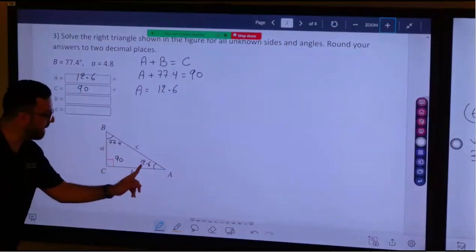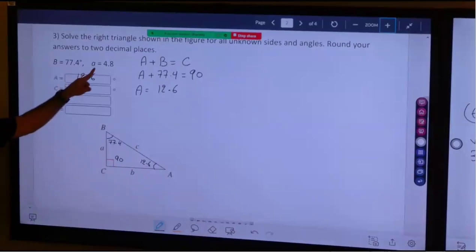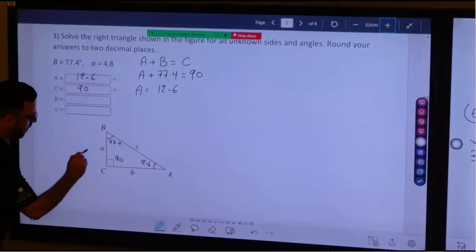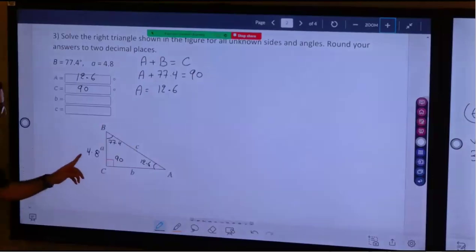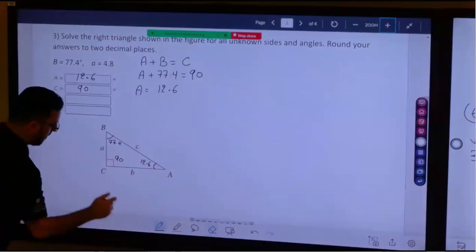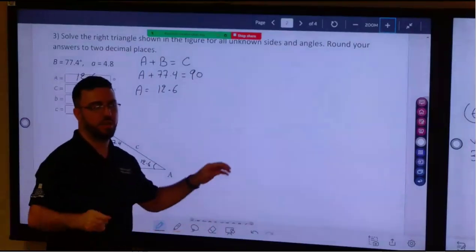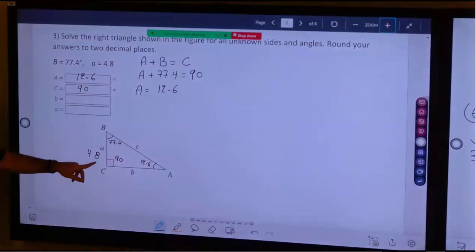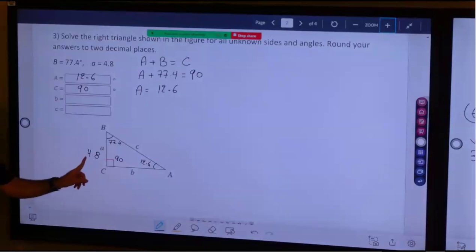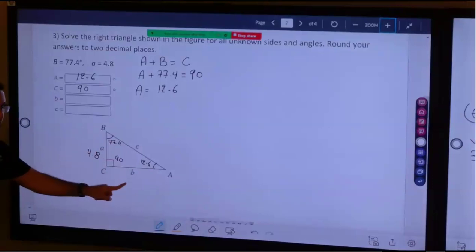Now, if I use angle A, I need to find the side B. Careful, we have the side A equal 4.8. So I have the side A, and I have angle A and angle B. I'm going to use angle A to find the side B.